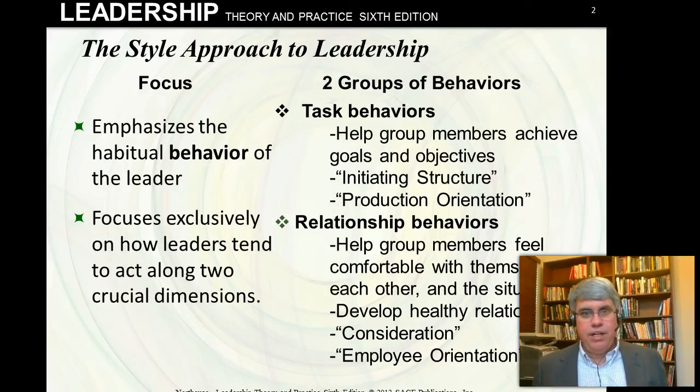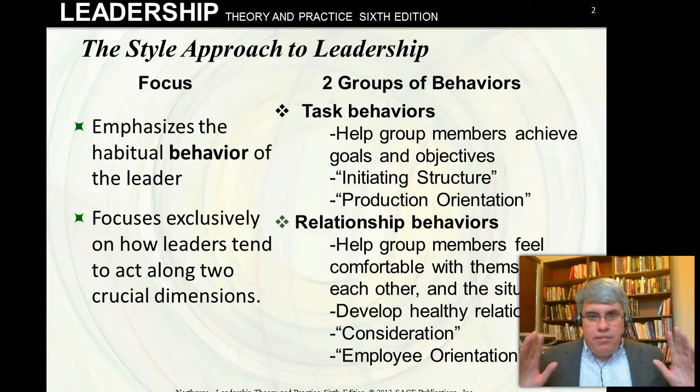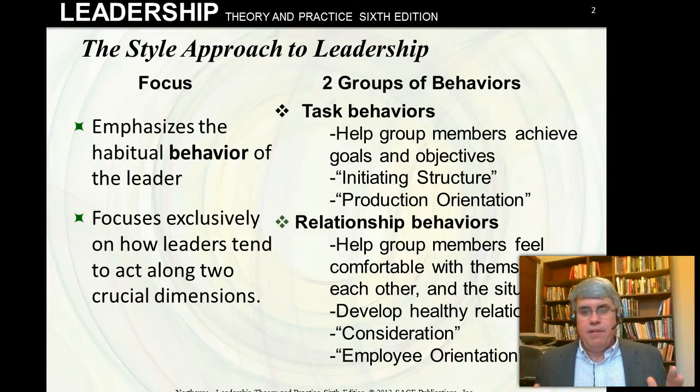The first category is task behaviors, and that's the idea of getting the work done. Whatever the group is supposed to be doing, that's its task. It's helping group members achieve goals and objectives. Whatever we've defined the goal of the group to be, if we do something to help them achieve that goal, that's a task behavior. Sometimes the task behaviors are called initiating structure or production-oriented or work-oriented behaviors, but the idea is that there are behaviors that the leader does that are primarily oriented towards achieving the goals or the task of the group.